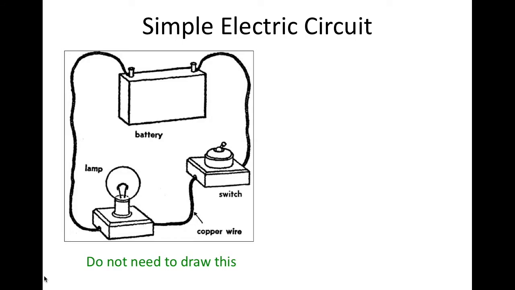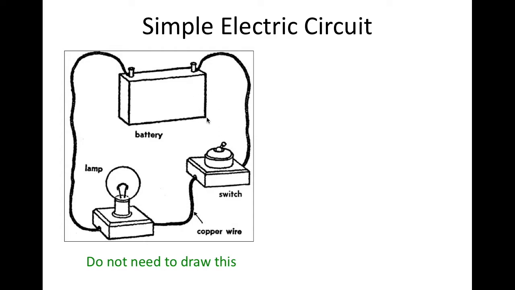Here is an example of a simple electric circuit. We have the battery that is connected by wires to the lamp, which is connected to the switch, which is connected back to the battery. This is a complete circuit. If we were to look at this, this is what it would look like.